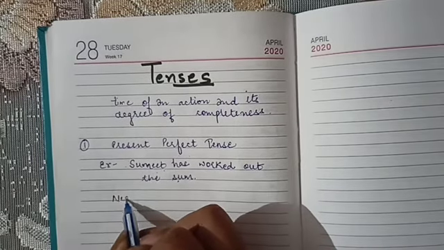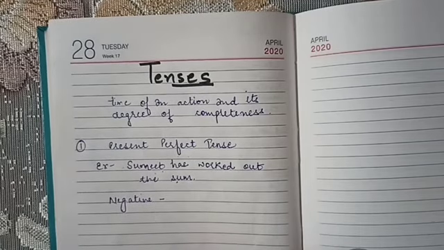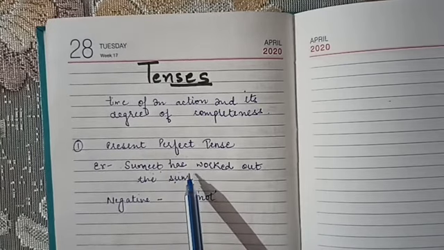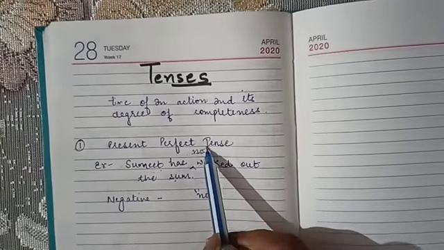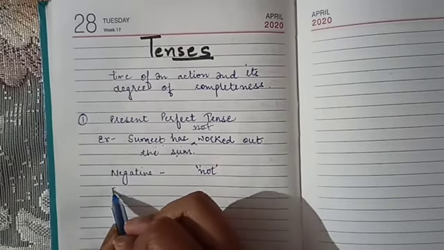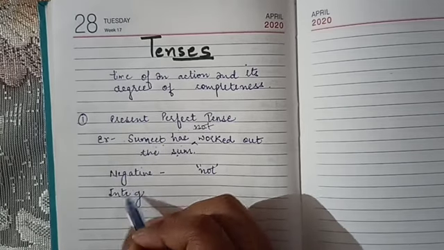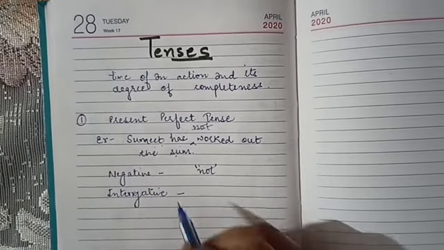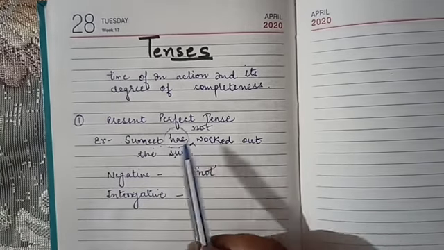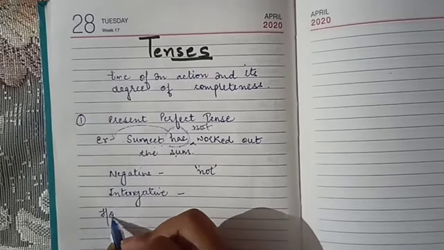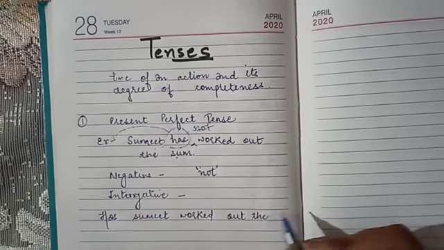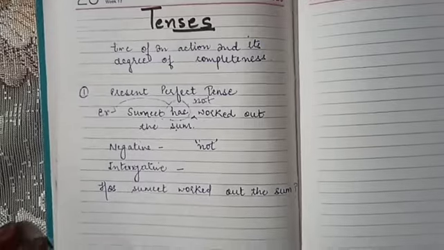If I need to change it into a negative sentence, what I am going to do is I will just put not before the main verb. For example, Sumit has not worked out the sum. So this becomes a negative sentence. And if I talk about an interrogative sentence, you are going to be placing has before the subject. For example, has Sumit worked out the sum? And then you put a question mark, making it an interrogative sentence.